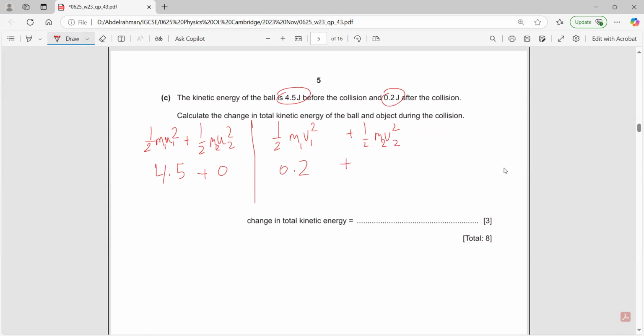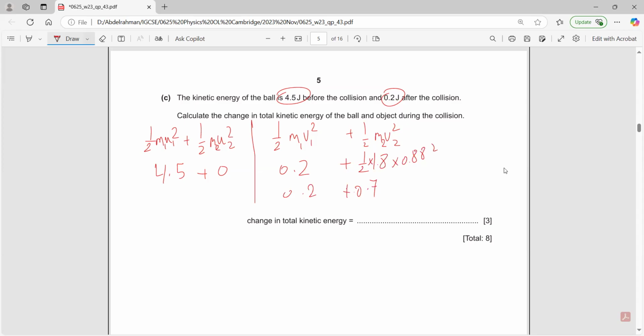Plus, can I find the kinetic energy of the object after the collision? Yes, it is half. M2 was 1.8, so half times 1.8 times the velocity, which was 0.88 squared. So let's calculate this. This would be 0.696, which is basically 0.7. So 0.2 plus 0.7 is the total kinetic energy after the collision.